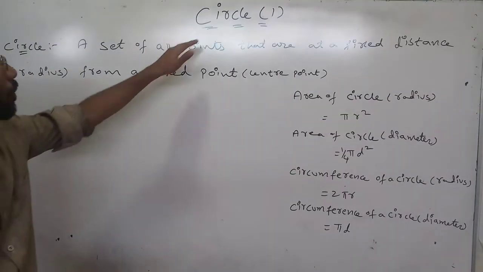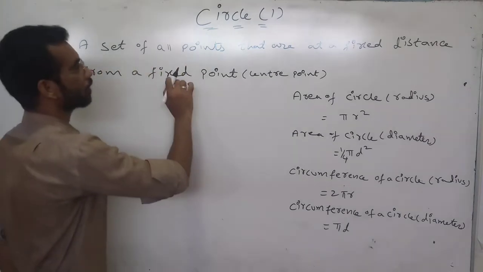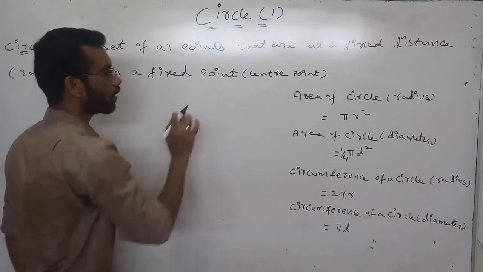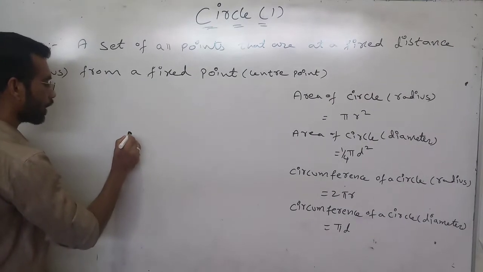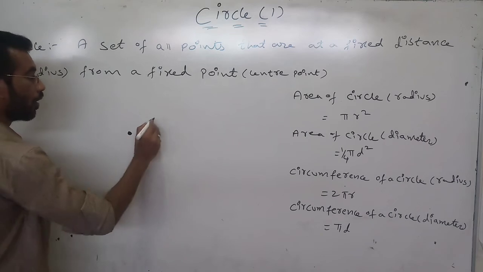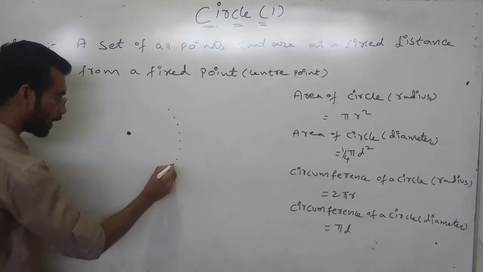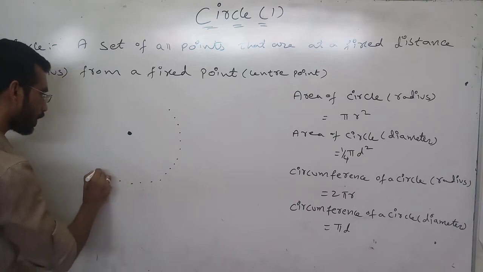Okay. Circle, part 1. In this definition, it is given: a set of all points that are at a fixed distance from a fixed point. See, it is the center of the circle. Example, it is the center of the circle. And the points you are taking should be equally distant from the center of the circle.